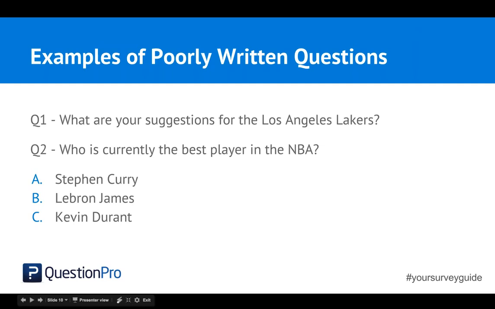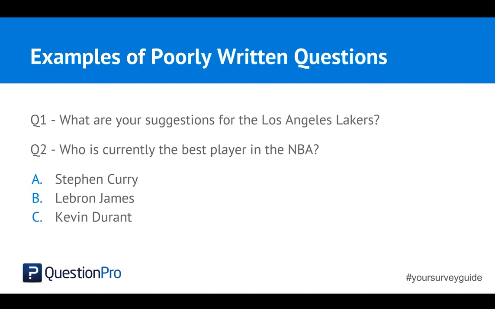...that they're wearing, how do they improve that, or the arena they play in. But if your intended goal is around how to improve the performance or play of the Lakers, a better question would be, how do the Lakers improve their on-court performance, or what can the Lakers do to have a better record? Those would be much better questions to ask the audience because it's clear and you're trying to get to a specific objective. The second question is, who is currently the best player in the NBA? A, Stephen Curry, B, LeBron James, or C, Kevin Durant?